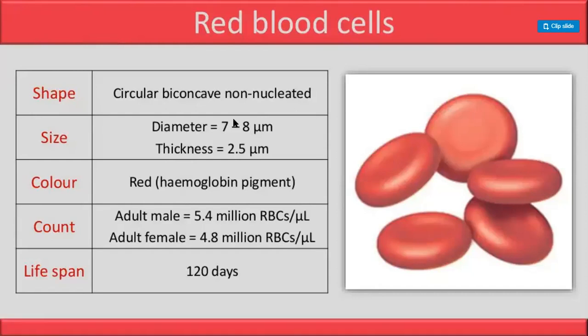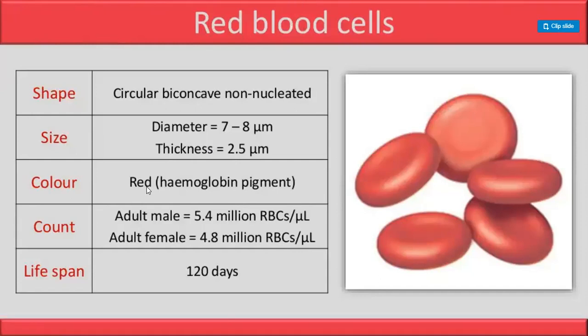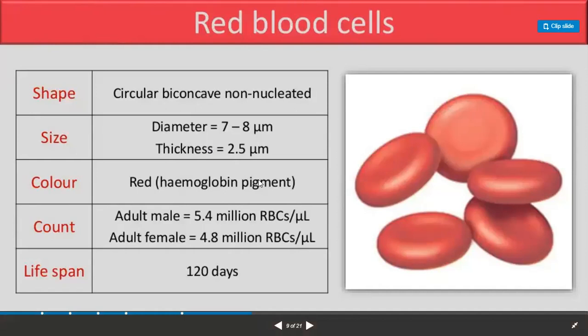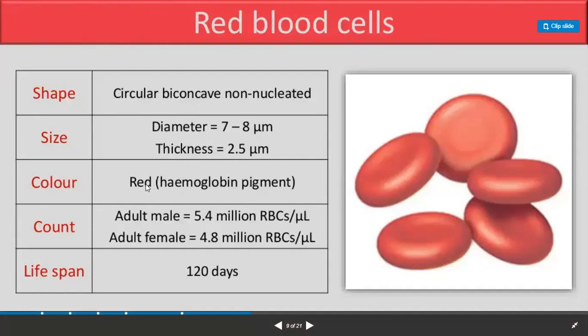Remember these things for multiple choice exams, because in objective exam questions, they're going to ask you, what is the shape of the red blood cell? Does it have a nucleus? What is the diameter of the red blood cell? They're going to ask you all of these. So diameter is 7 to 8 micrometers, and then the thickness is 2.5 micrometers. Now, the color of the red blood cell. Because of the pigment hemoglobin, which is in the blood, the red blood cell has a red color.